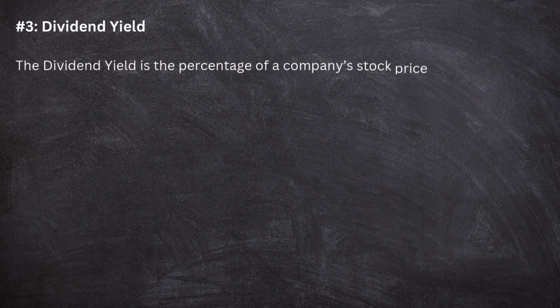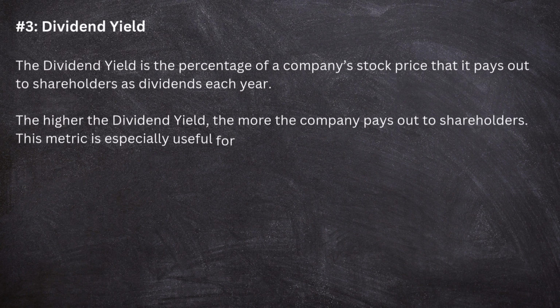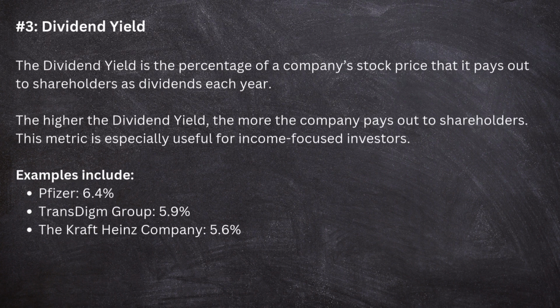Number 3, dividend yield. The dividend yield is the percentage of a company's stock price that it pays out to shareholders as dividends each year. The higher the dividend yield, the more the company pays out to shareholders. This metric is especially useful for income-focused investors. Examples include Pfizer, 6.4%, Transdigm Group, 5.9%, the Kraft Heinz Company, 5.6%.